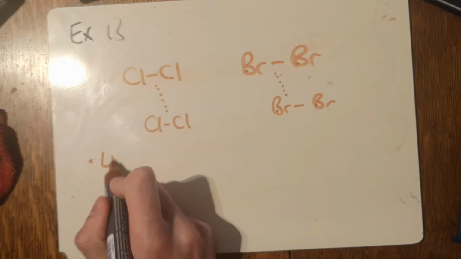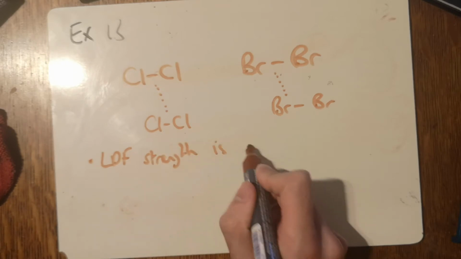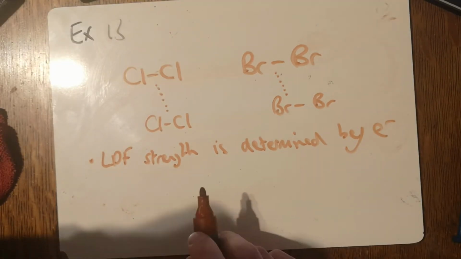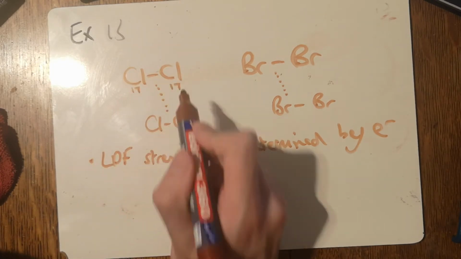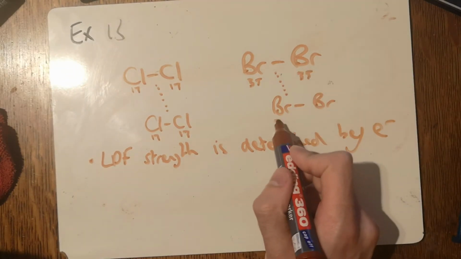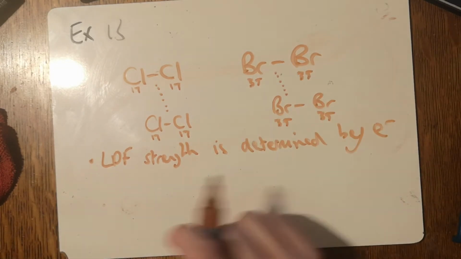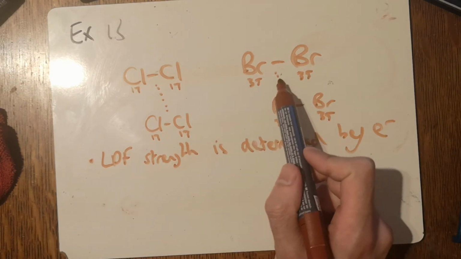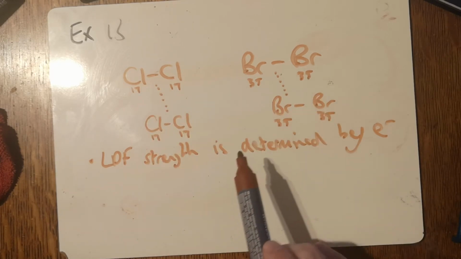First thing to mention is, we call them London dispersion forces. Strength is determined by the number of electrons. So whichever has the most electrons will have the stronger induced dipole bonds. Each chlorine atom has 17 electrons, but each bromine atom has 35 electrons. So bromine's got the most electrons, so it will have the stronger London dispersion forces. To get this bond to break, we'll have to put more energy in than we would have to put in for that one. So bromine will have the higher boiling point.